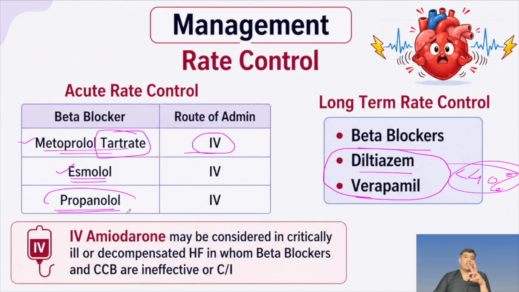Now what about amiodarone? How is amiodarone placed? IV amiodarone may be considered in critically ill decompensated heart failure patients in whom beta blockers and CCBs are ineffective or contraindicated. A patient comes to the ER, you give a beta blocker or a CCB for rate control and that is ineffective, then switch over to IV amiodarone. A patient comes to an ER, the patient has severe COPD, severe LV dysfunction, he is decompensated, you cannot give beta blockers nor can you give CCBs, go for IV amiodarone.